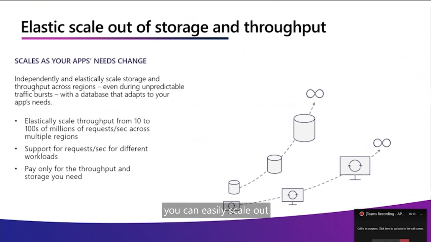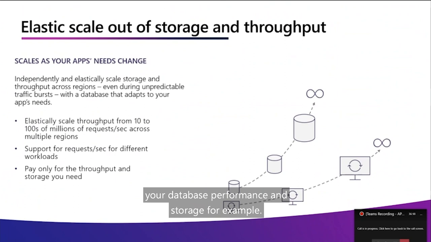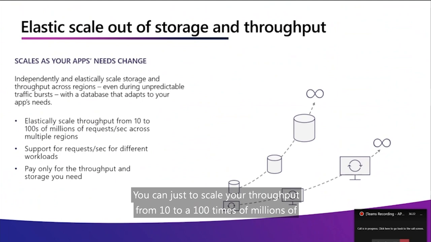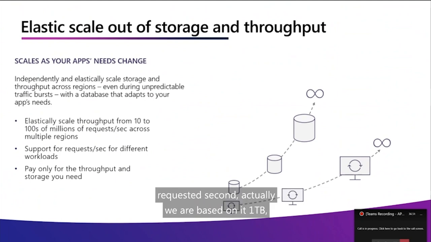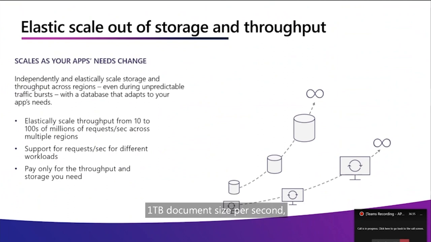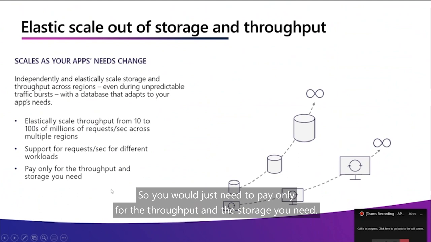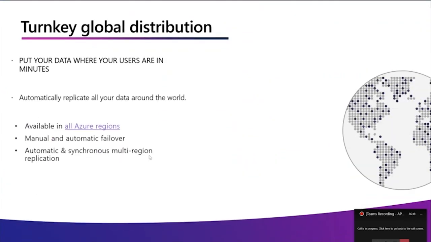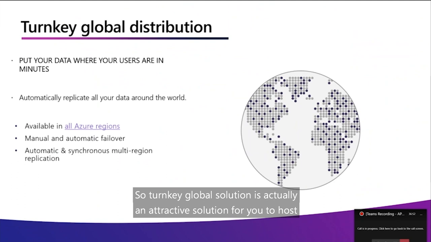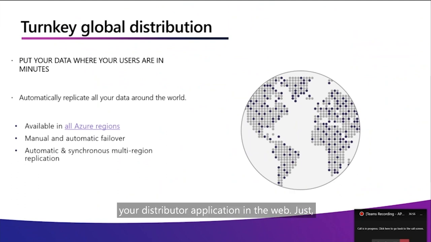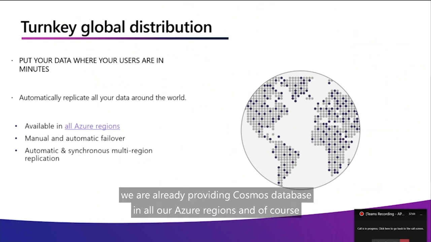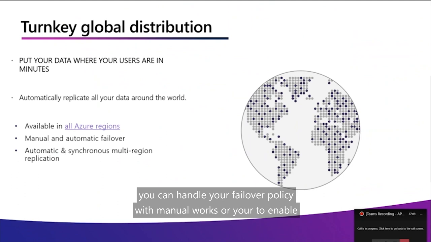Throughput and consistency are also guaranteed. So you can easily scale out your database performance and storage. For example, you can scale your throughput from 10 to 100 times, to millions of requests per second across multiple regions. Assuming that, for how we calculate our requests per second, actually we are based on a 1 KB document size per second in our calculation. So we have some ways for you to calculate later on. So you just need to pay only for the throughput and the storage you need. So the turnkey global solution is actually an attractive solution for you to host your distributed application on the web. We are already providing Cosmos DB in all our Azure regions. And of course you can handle your failover policy manually, or you can enable automatic failover as well, just like you maintain your traditional database system.